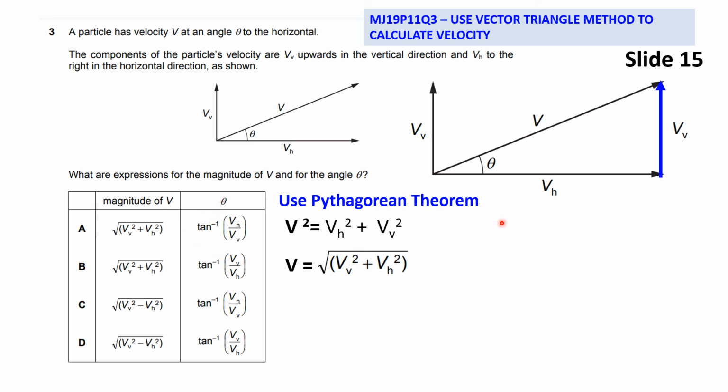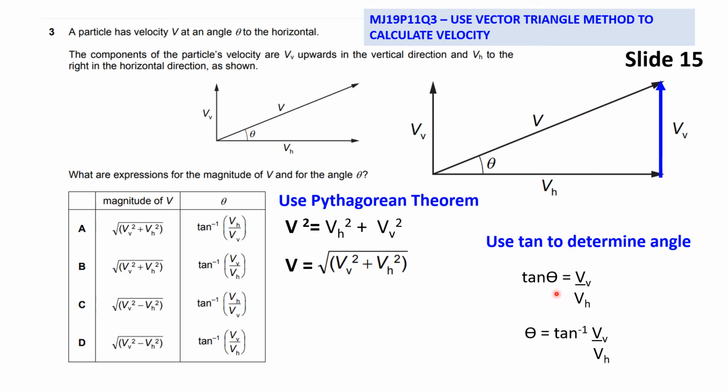How to determine the angle? To determine this angle in terms of VV, VH, and theta, I'm using tangent, because tangent of this angle is the opposite over adjacent. And to calculate this angle, it is the inverse of tangent of VV over VH. So now I have my correct answer, which is B.